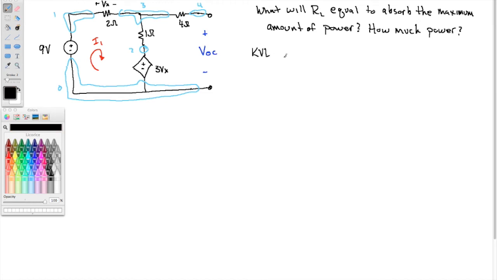So KVL around mesh 1. The first thing I get to is this 2-ohm resistor. So this is 2 ohms times I1. Then I have this drop. So this is a 1-ohm resistor times I1. Then I have a drop of 3Vx. So 3Vx, and what is Vx? That's the voltage across the 2-ohm resistor, which is 2 ohms times I1. That puts me at node 0, and then I increase by 9 volts. So I move minus 9 volts equals 0.